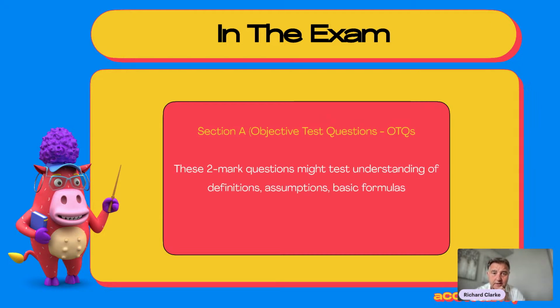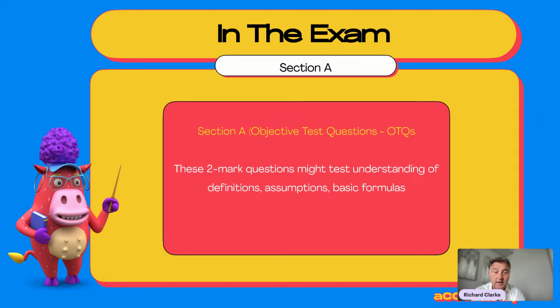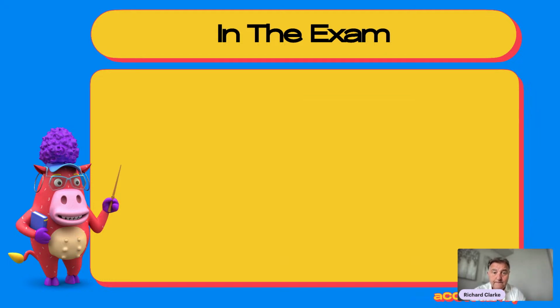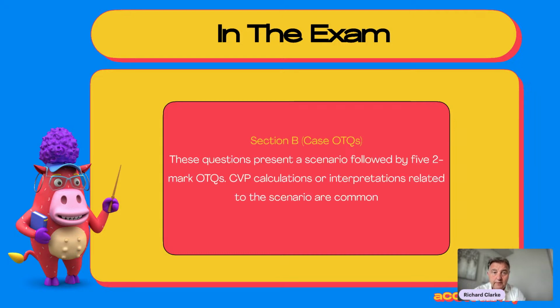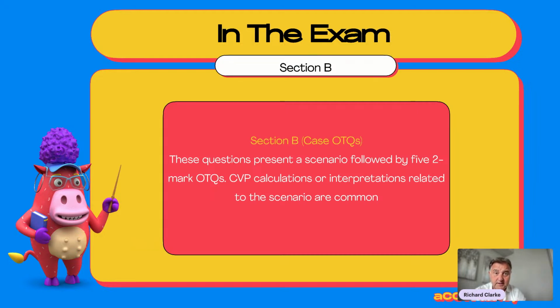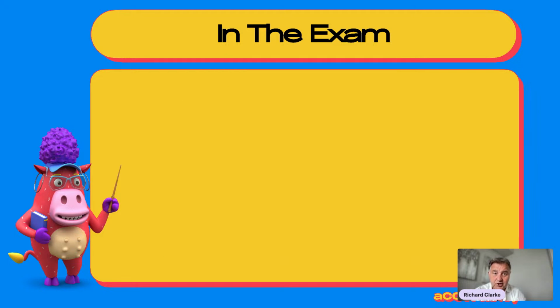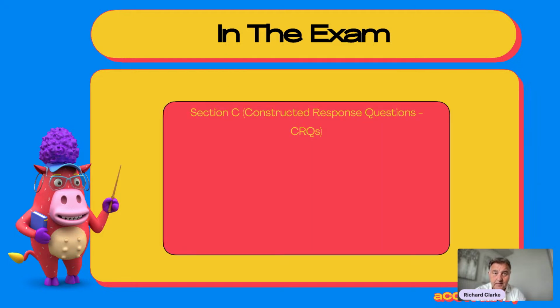And how can this come up as an OTQ? 2-mark question, just might test the definition, the assumptions, the basic formulas that we've been through. Nice and straightforward. Now you'd be able to answer those multiple choice questions quite easily. Moving on then to section B. So these are where you get given a scenario and then you get 5 2-mark questions. And again, calculations or interpretations related to the scenario. So it comes up in section A and in section B.